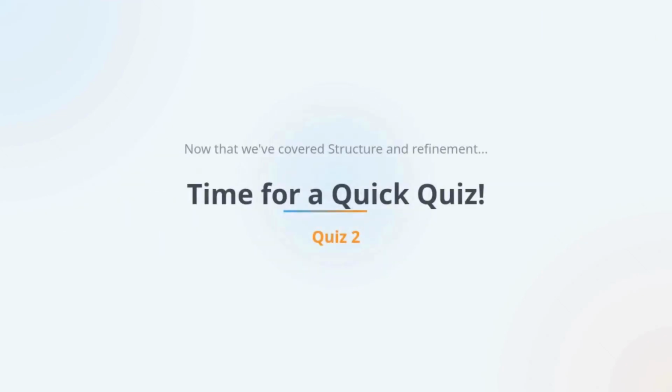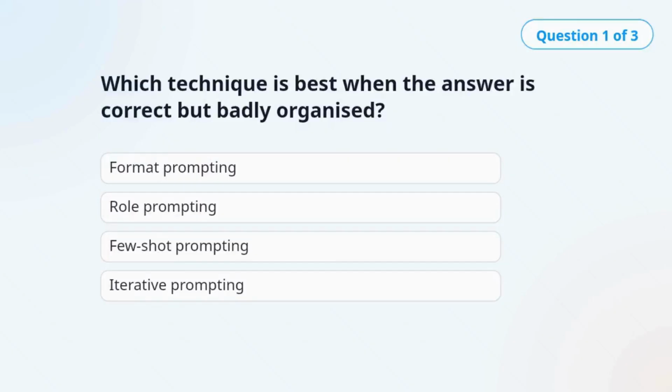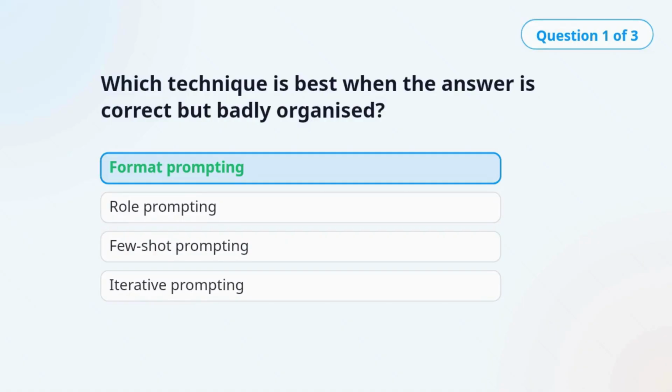Now that we've covered structure and refinement, let's test what we've learned so far. Here's quiz number 2. See if you can get it right. Question 1. Which technique is best when the answer is correct but badly organized? The correct answer is format prompting. Format prompting helps define the structure of the output, such as a list, checklist, outline, or table.